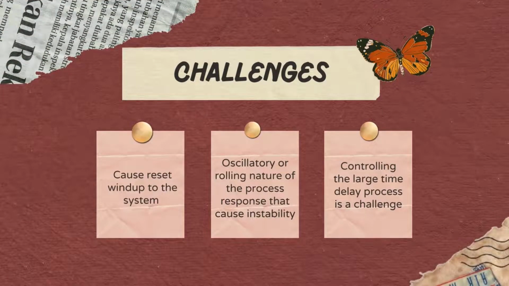First, it will cause reset windup to the system as it is unable to react quickly to the changes in the control error because it has reached the maximum saturation. Next, the oscillatory nature of the process response is more pronounced, which causes the system to be unstable because the integrator may still be impacted by the past error.